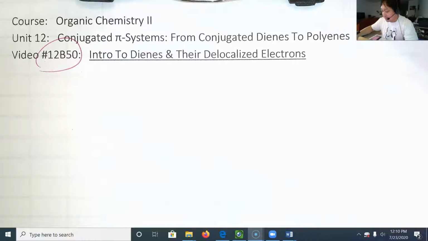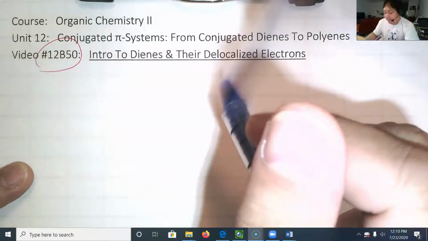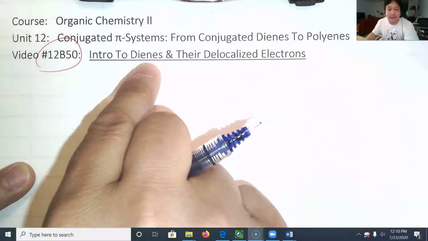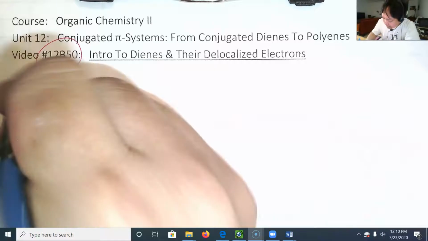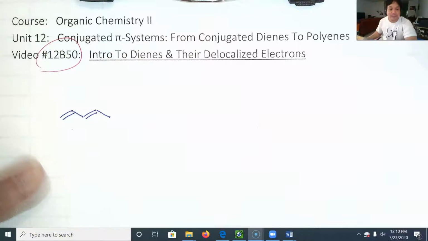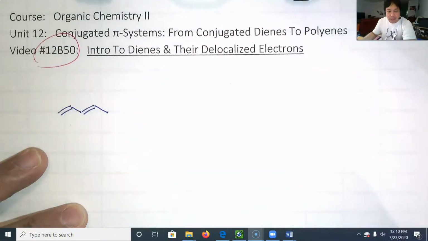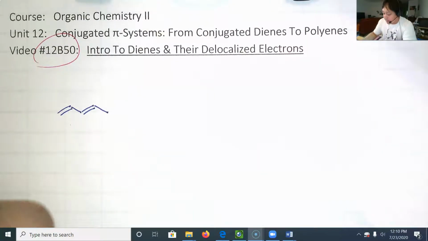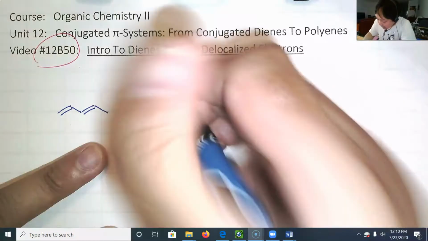This is the first video for this unit. So this is the introduction. Diene. If I have a 5-carbon diene, the way that I could put those two double bonds, right, 2 for di, ene for alkene, is I could draw it like this. Or maybe I could separate the double bonds even further apart.